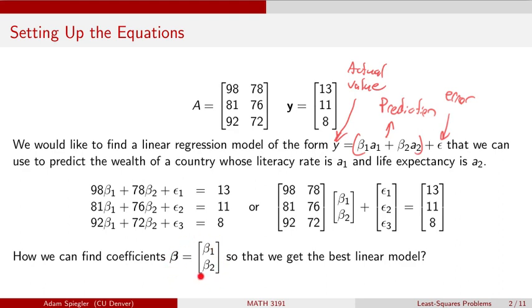But what I want to leave us thinking about before we continue is, how can we find these betas? What is our notion of best linear model going to be? How can we find these betas in a way that's going to minimize these errors? And that's what's going to lead to what are called least squares problems. These types of problems are exactly what we're going to study next.